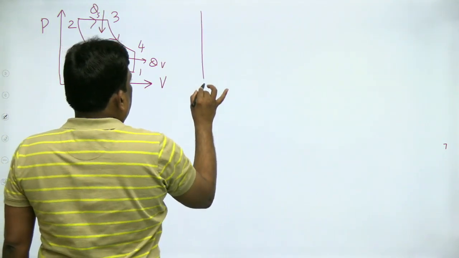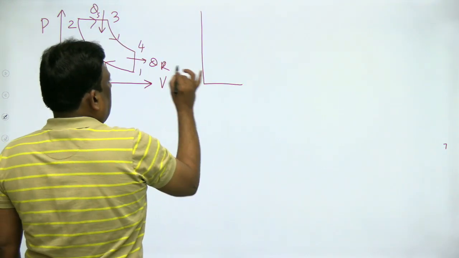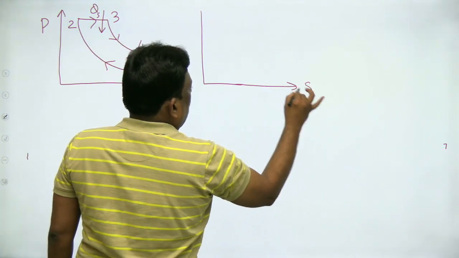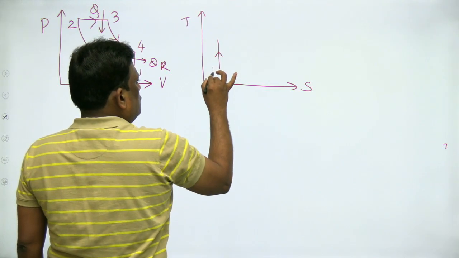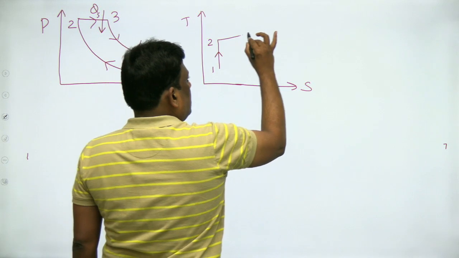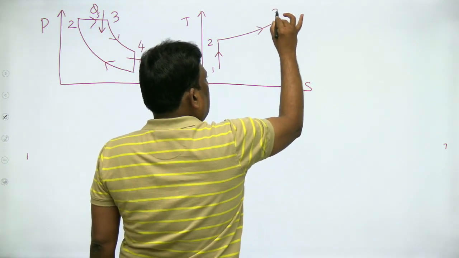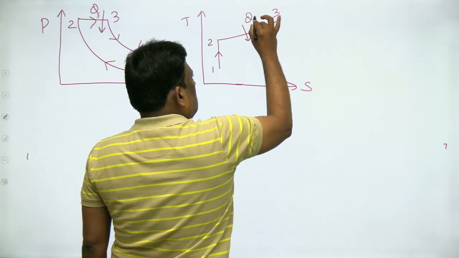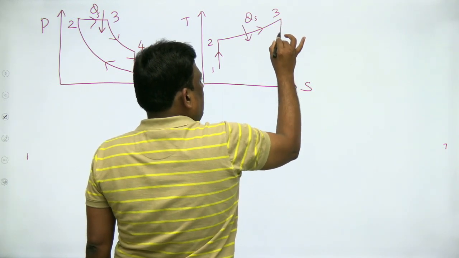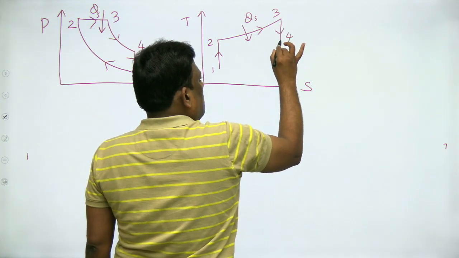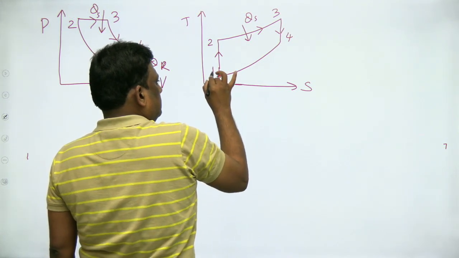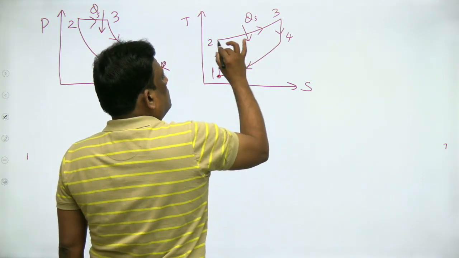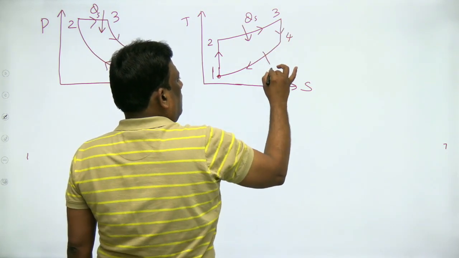And so let me write it as QR. The same thing, let me show it on TS diagram. Okay, isentropic compression, that is 1 to 2, constant pressure heat supply, then isentropic expansion and constant volume heat rejection. 1, 2, 3, 4. Okay.